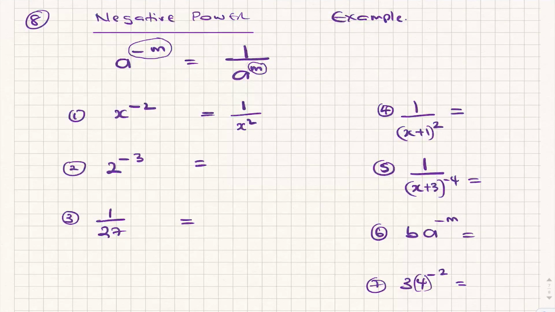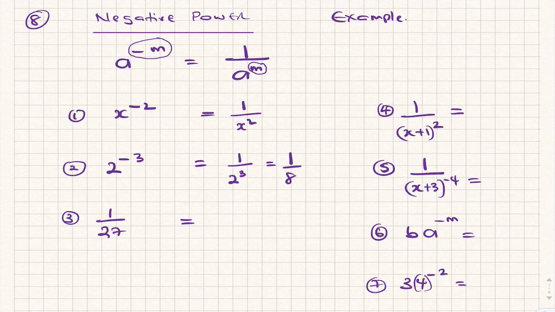And 2 to the power minus 3 is going to be 1 over 2 to the power of 3. And 2 to the power of 3 is 8. 2 times 2, which is 4, times 2 again, which is 8. So that will be 1 over 8.